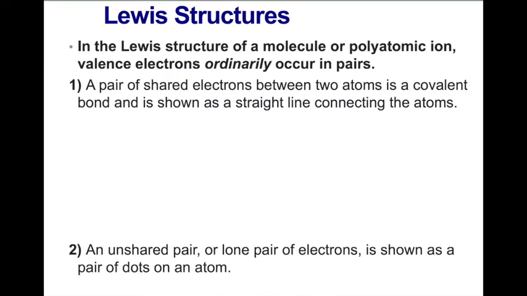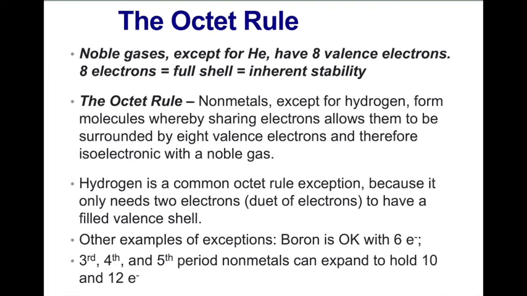So when we are drawing out the Lewis structure for a molecule or for a polyatomic ion, these valence electrons occur in pairs. If they're shared between the two, then there's our covalent bond. I showed a picture of that earlier. We can draw that as a straight line. And those pairs of electrons, those lone pairs, we show as dots normally in the final structure.